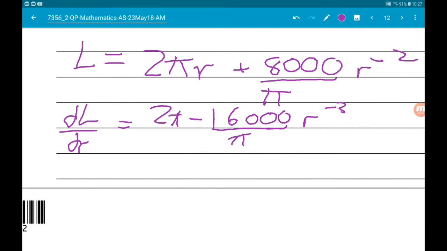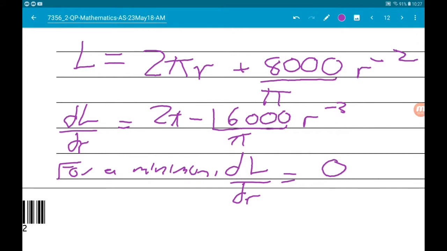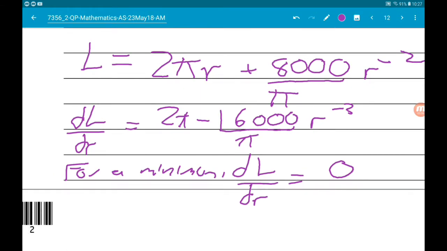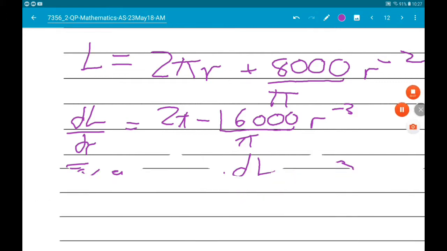So, for a minimum, we want dL by dr to equal 0. So we should probably say that. So, for a minimum, dL by dr is equal to 0. So, I'm going to clear this up and continue.